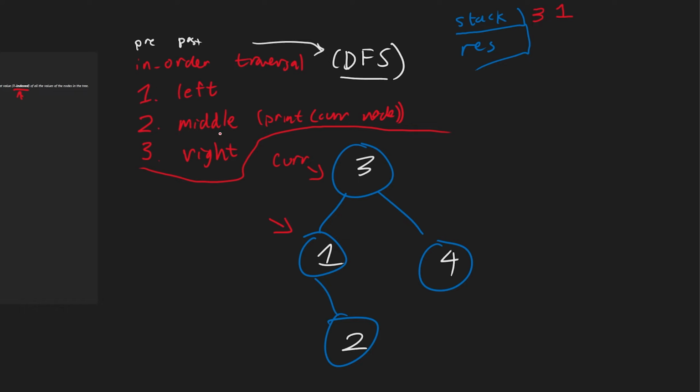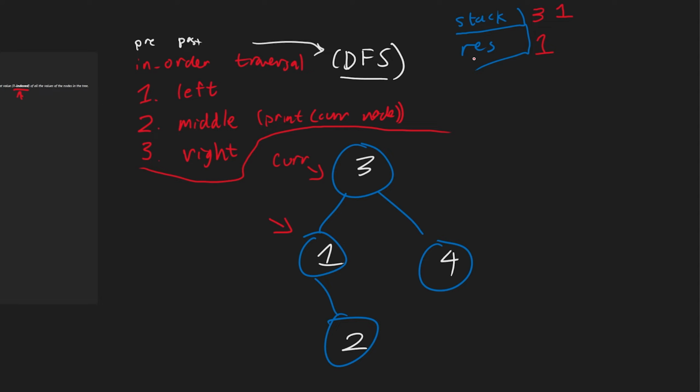Now step 1 is done. There's nothing on the left. So we need to do step 2, which is to process what's in the middle. In this case, there's a 1 and we need to add it to our traversal. So we're going to go ahead and do that. 1 is the first node that we have visited and are done with.